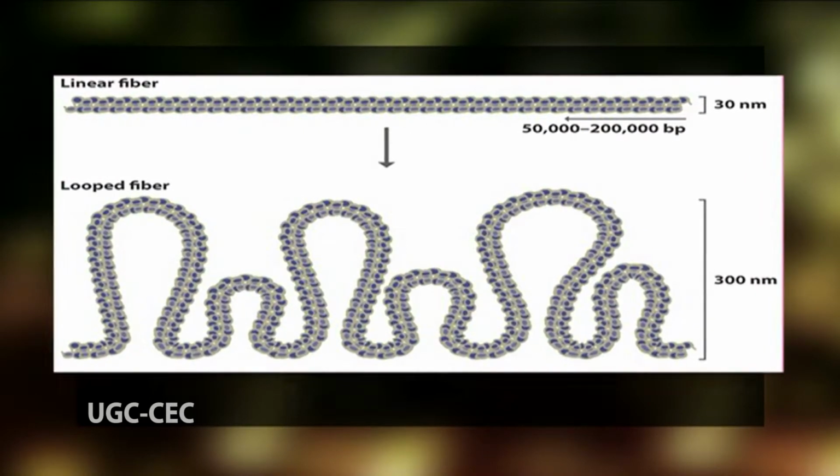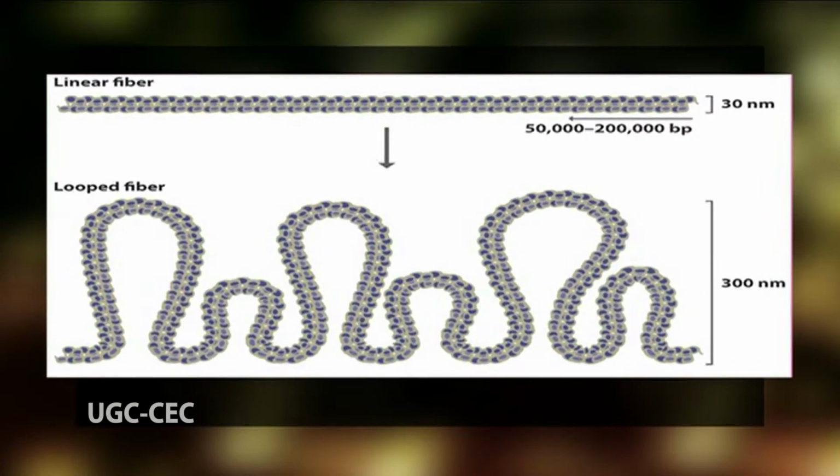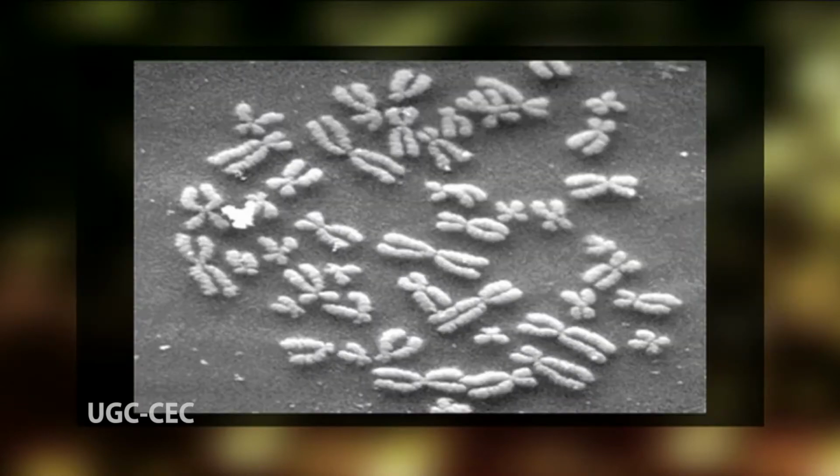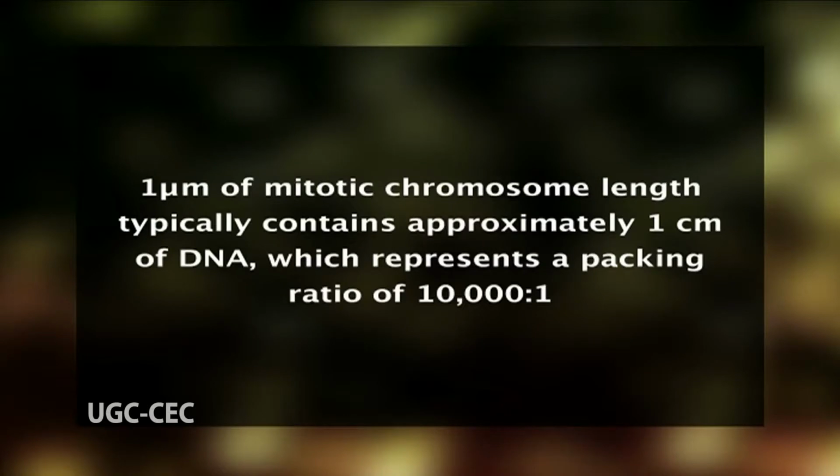Normally, loops of chromatin fibers are spread out within the nucleus and cannot be visualized, but their presence can be revealed under certain circumstances. The mitotic chromosome represents the ultimate in chromatin compaction. 1 micrometer of mitotic chromosome length typically contains approximately 1 centimeter of DNA, which represents a packing ratio of 10,000:1. This compaction occurs by a poorly understood process.